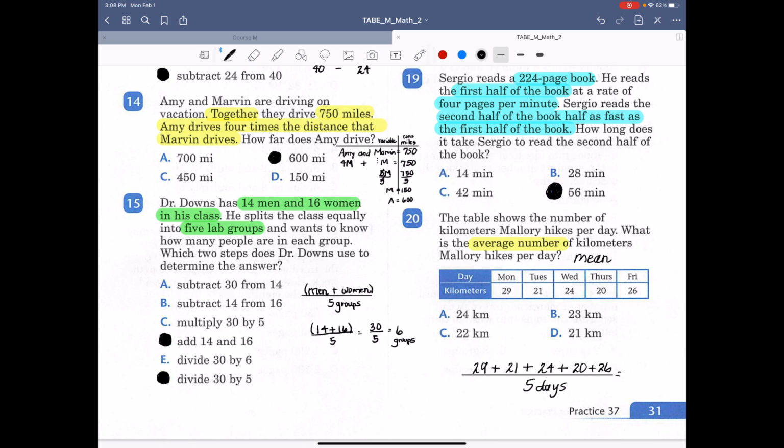So using your calculator, let's do these adding. 29 plus 21 plus 24 plus 20 plus 26 is 120. And 120 divided by 5 is 24. So she hikes 24 kilometers a day on average. Some days it's more than the average, some days it's less. But the average mean amount is 24.